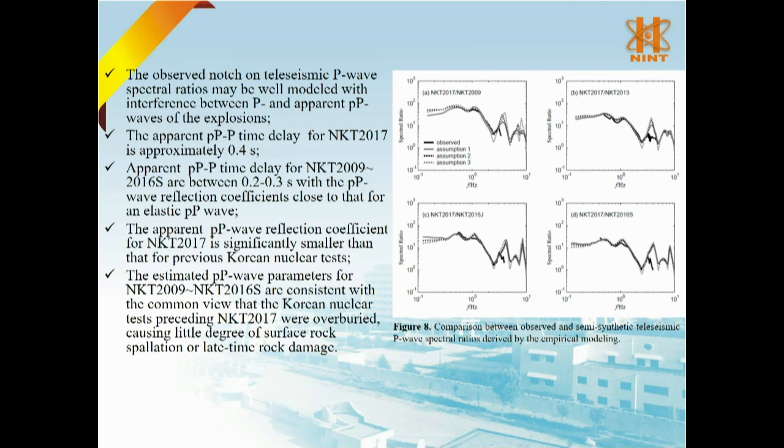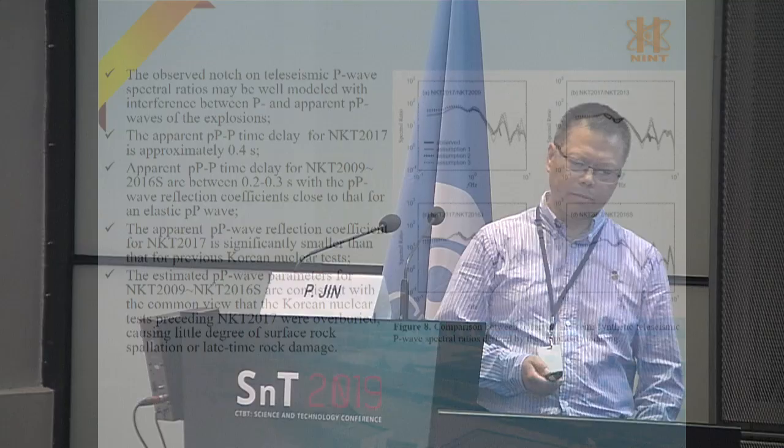First, the observed notch on the teleseismic P wave spectral ratio may be well modeled with interference between P and apparent little p, big P waves of the explosions. The apparent pP time delay for the sixth nuclear test is approximately 0.4 seconds, according to the 2.5 hertz notch. And the apparent pP time delay for the second to fifth nuclear tests is between 0.2 to 0.3 seconds, with the pP wave reflection coefficient close to that for an elastic pP wave.